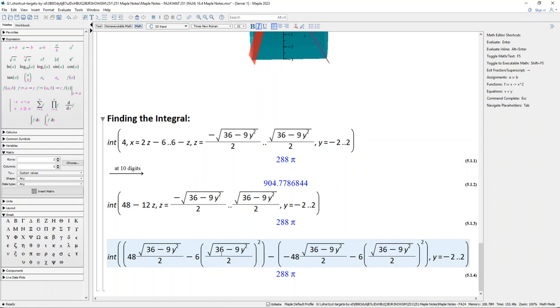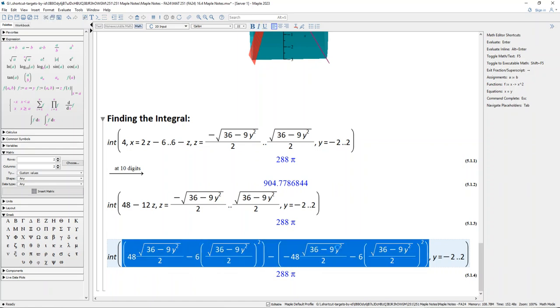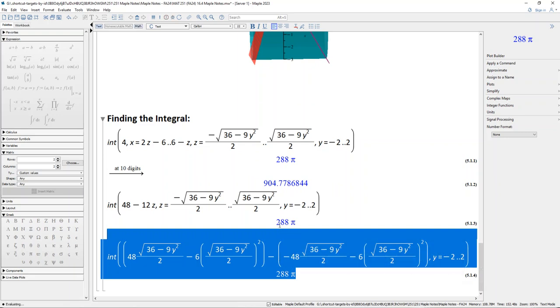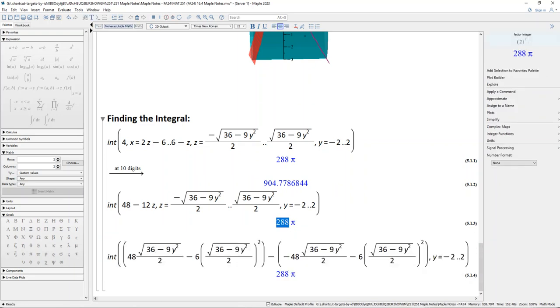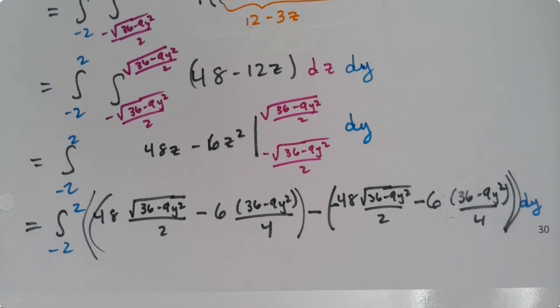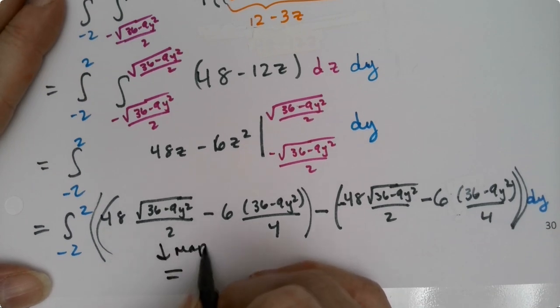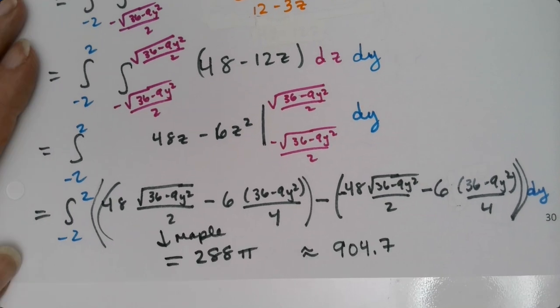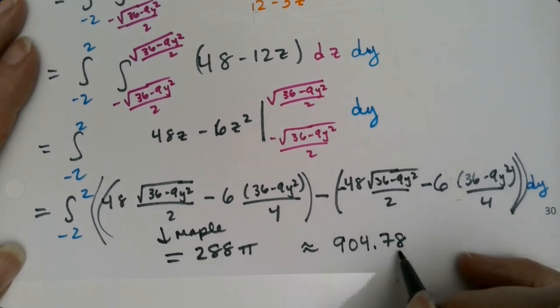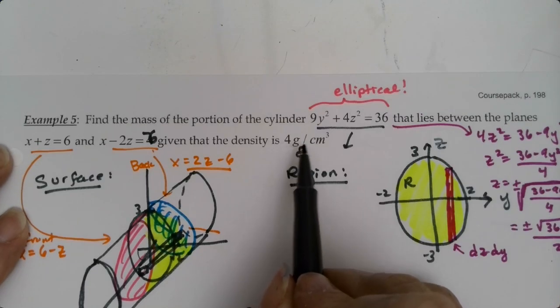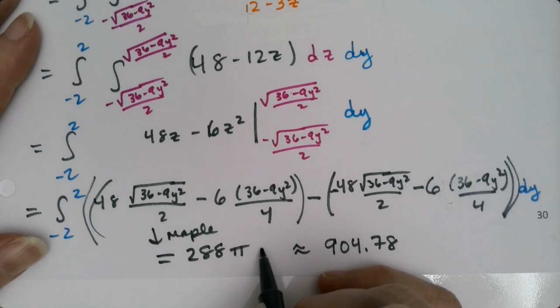And then I have that last step that I wasn't sure about because it was really ugly, but I've got it in there and I typed it carefully, and sure enough I come up with the same answer. So this is a way you can use Maple to check your answers even if you have to do them, quote, by hand, unquote. All right, so going back, let's see. So with Maple, it was 288 pi or 904.78, and the units would be grams because the density was in grams per centimeters cubed. So these would be in grams.